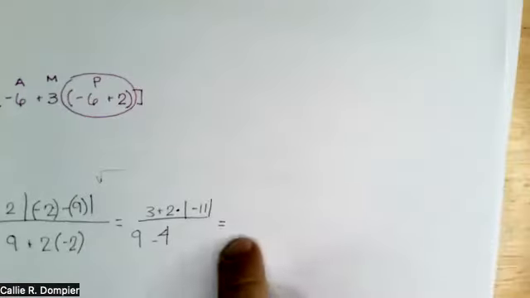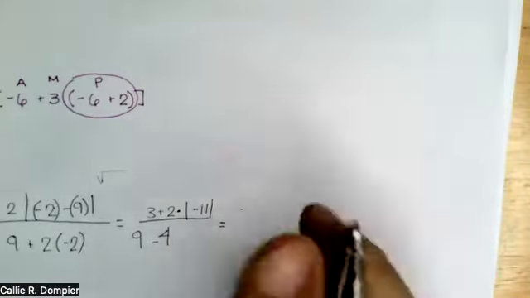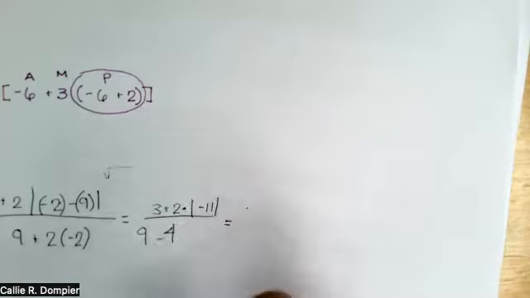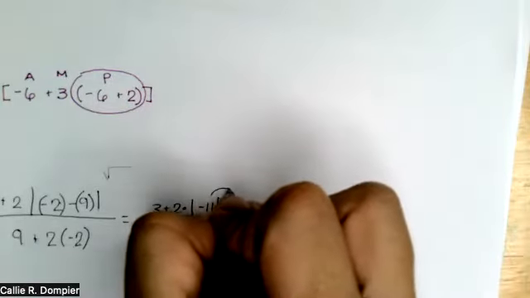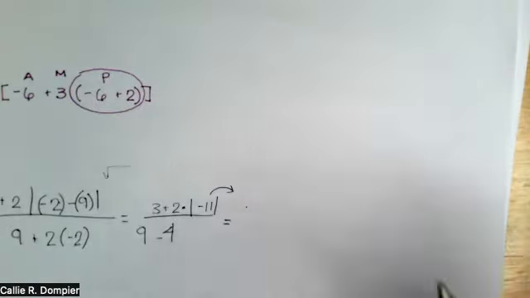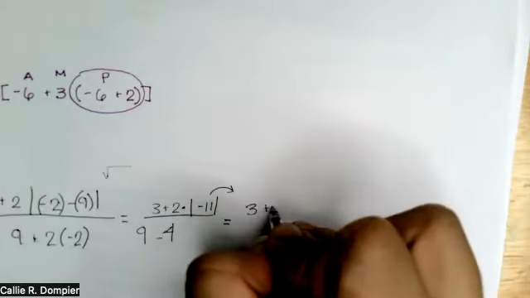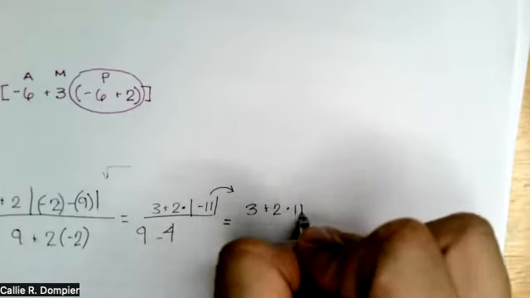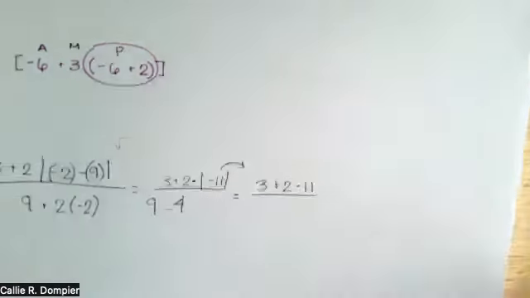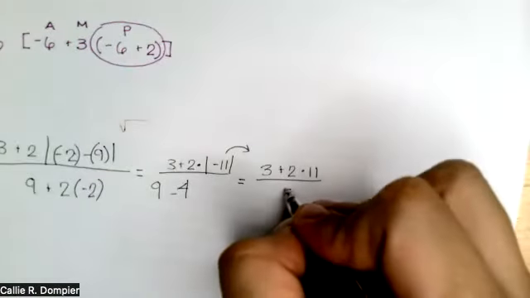So now we have 3 plus 2 times the absolute value of -11. When you're taking -11 out, it becomes +11, right? So now we have 3 plus 2 times 11 over 9 minus 4. Since that's all that's left to do, I can just call that 5.